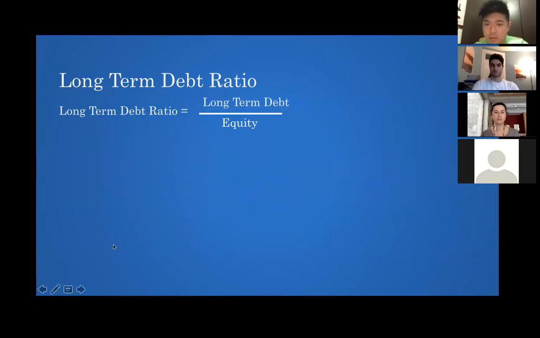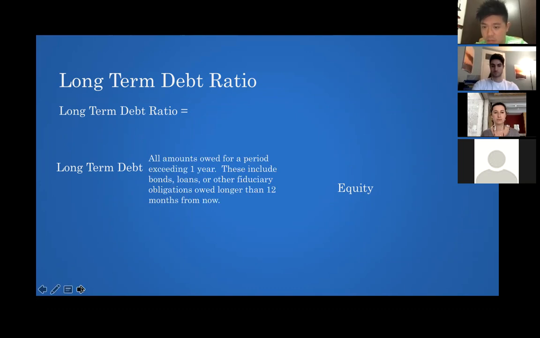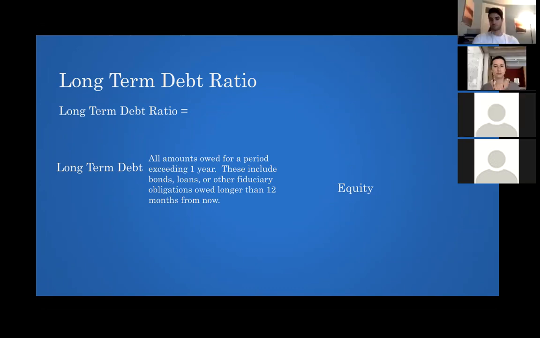All right, let's define the ratio a little bit more. Long-term debt is essentially all amounts owed for a period exceeding a year. So these are bonds if the company is issuing bonds, any loans or other long-term obligations over a year. You can find them in the balance sheet. We'll show you that in a little bit.